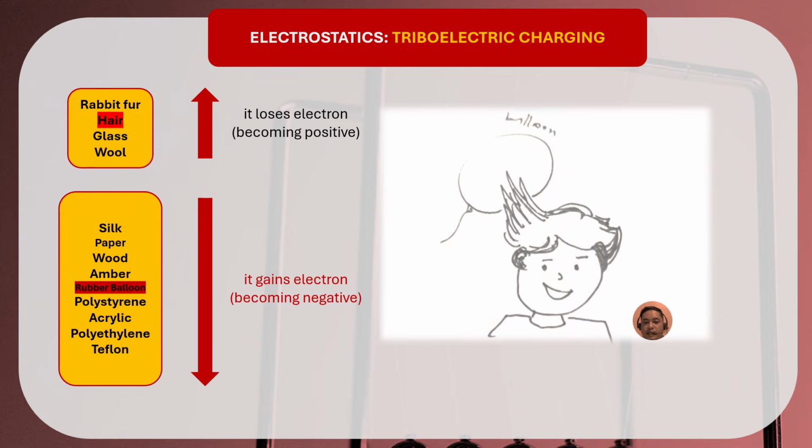Okay, this famous experiment, rubbing a balloon on your hair. You rub a balloon on your hair, and then what will happen after that? When you compare using the triboelectric series, hair tends to lose electrons. So the electrons will jump here to the balloon because you rub it.